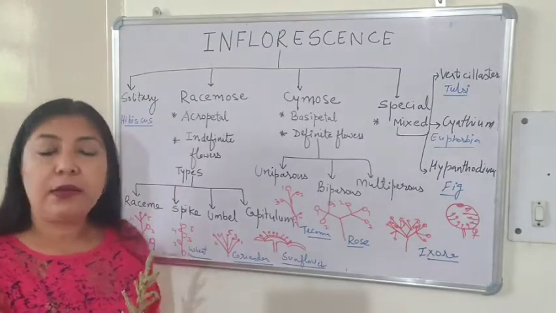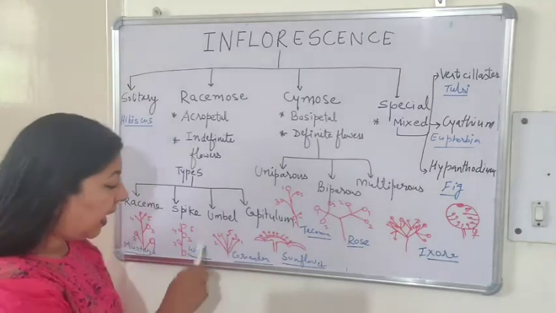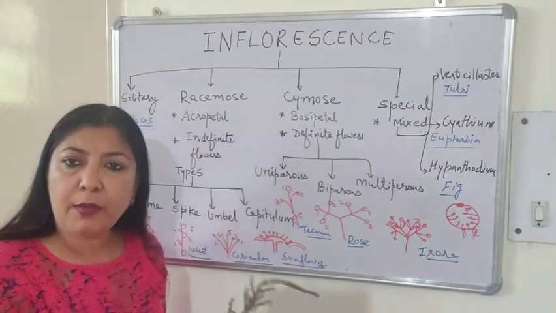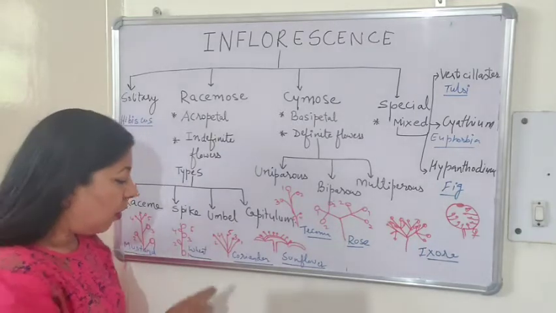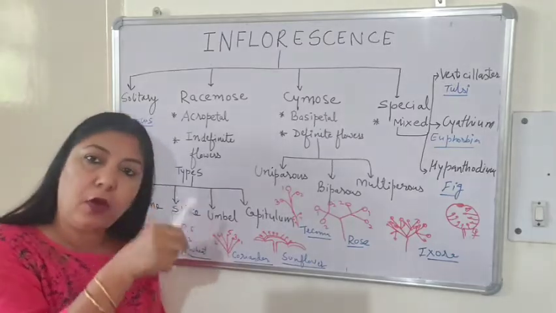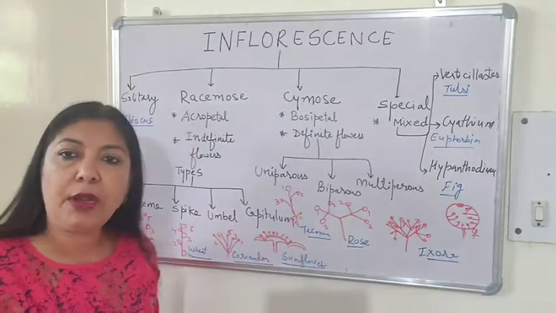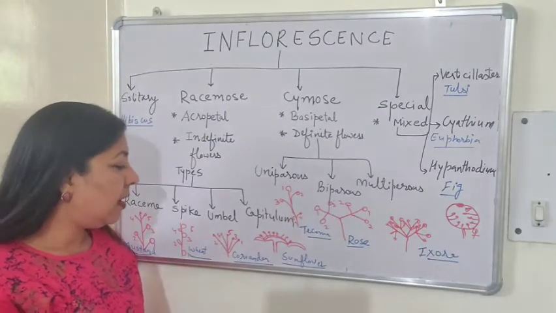Then third is umbel. As in case of coriander, again it will be an indefinite number of flowers, but all the flowers will start from one common axis. As a result, it will give the shape of an umbrella. So it is called umbel.